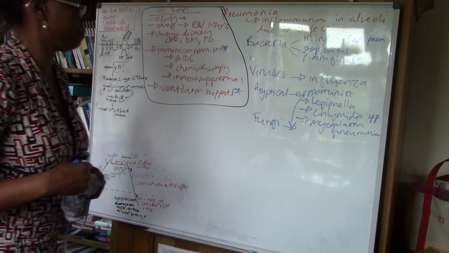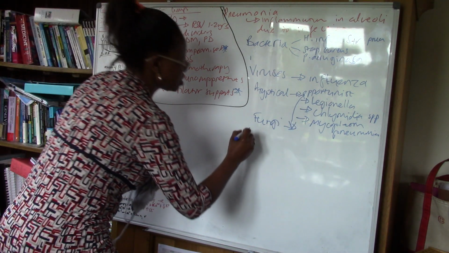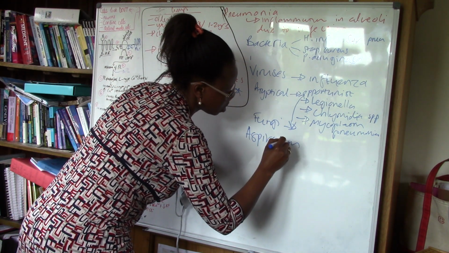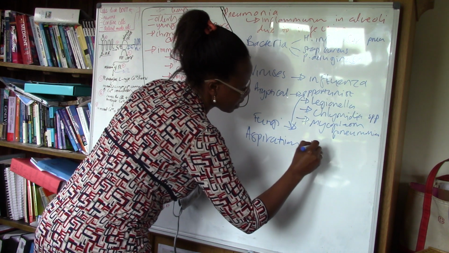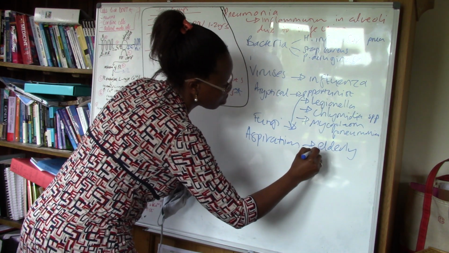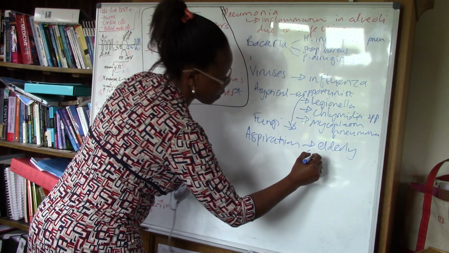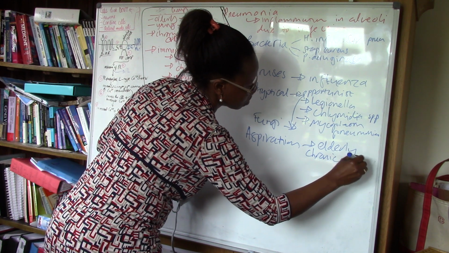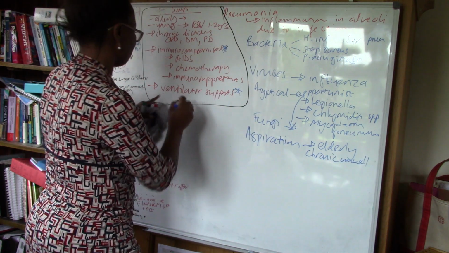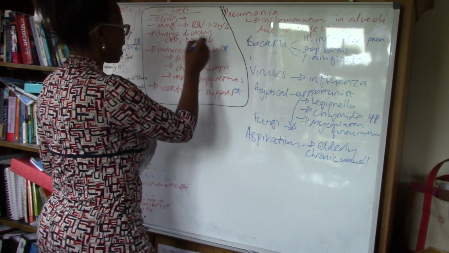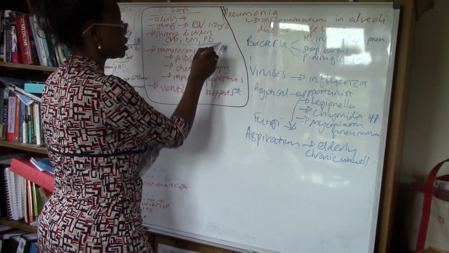And we can have aspiration. Again, these are the elderly and unwell people. When I say chronically unwell, I probably mean people on ventilator support and people who are really unwell. I don't mean people who live with chronic diseases.